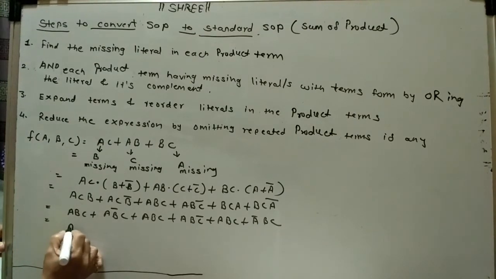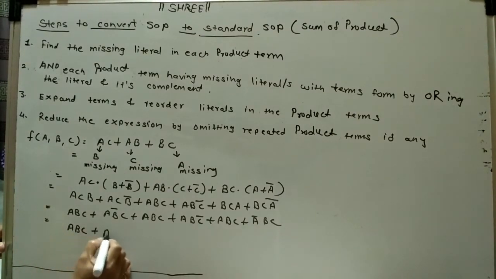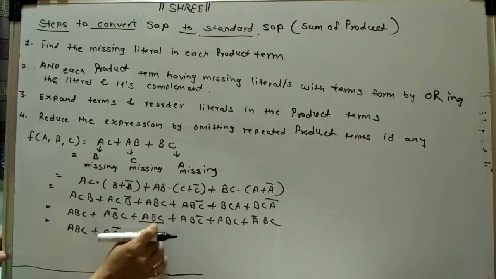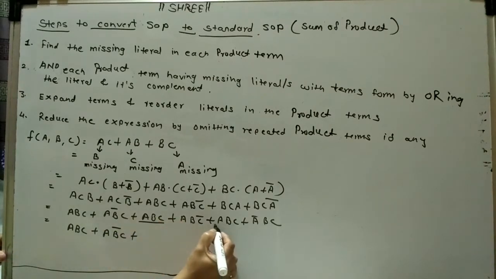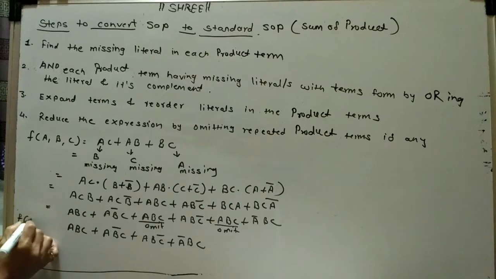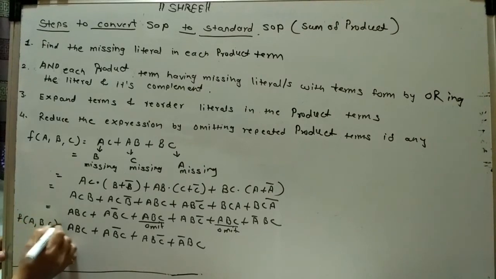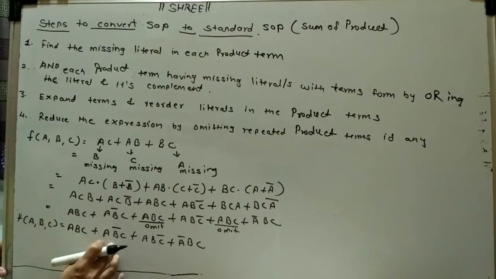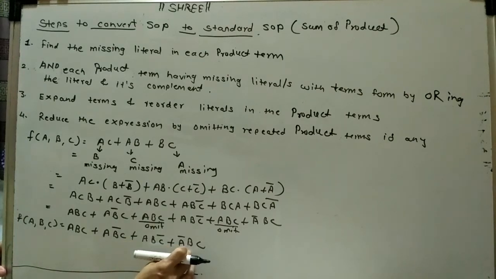So here ABC will be as it is, AB bar C will be as it is. Now the term ABC is a repeated term. Again there is one more term ABC, so we are going to omit these two terms. So next is ABC bar plus A bar BC. So f of ABC is equal to ABC plus AB bar C plus ABC bar plus A bar BC.